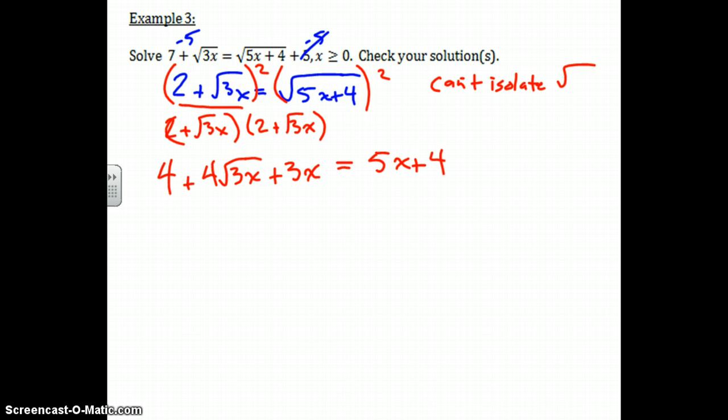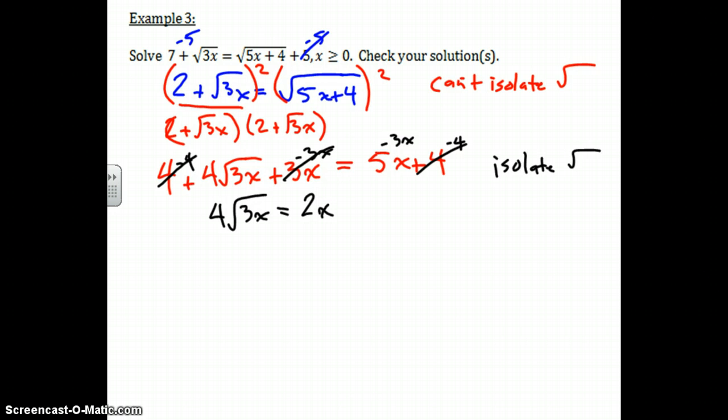Okay, now we get a question similar to what we've been dealing with previously. So what we want to do now is isolate the radical. Here we want to isolate the square root. So in this case, we can subtract 4 over. Those are actually going to cancel on both sides. We can subtract 3x. So we get 4 square root 3x equals 2x. We could divide both sides by 4, but let's not divide both sides by 4 so I can just show you how that works.